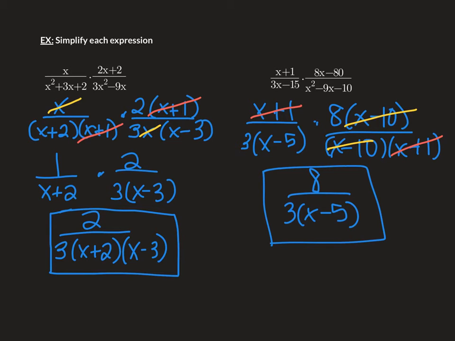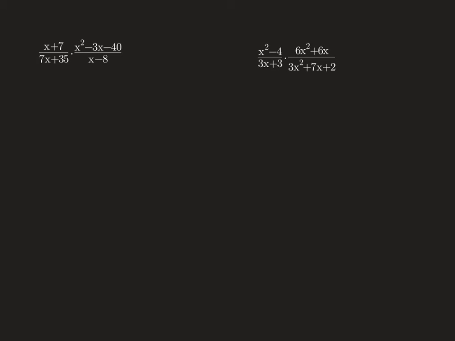Okay, pause the video again. Look at the next example, and I'm going to move to the next slide. The x plus 7 over 7x plus 35 times x squared minus 3x minus 40 over x minus 8, and see how you do. Well, how'd you do? Well, let's go through it really quick and just see if you came up with the right answer. Here we go.